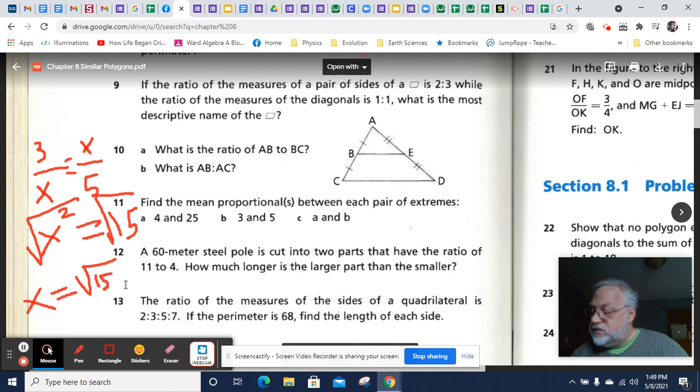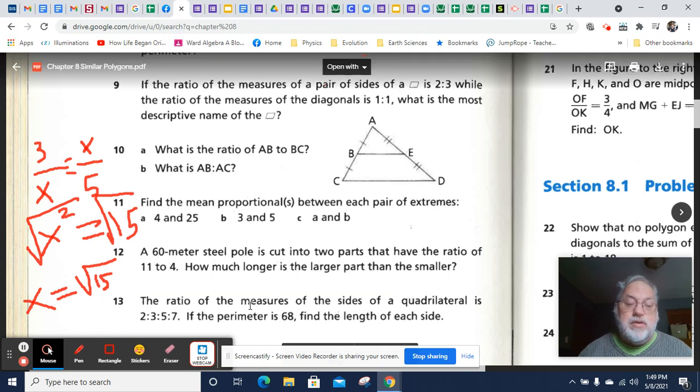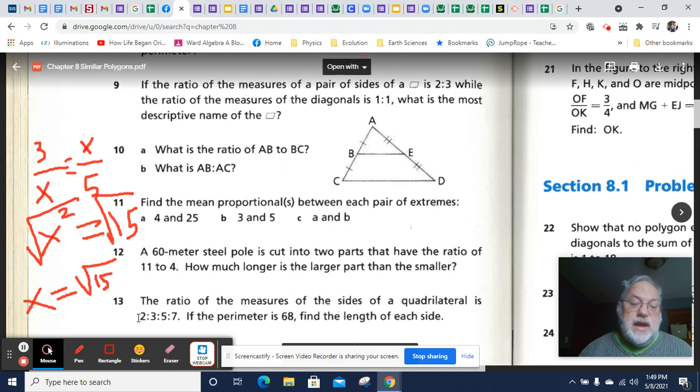Now, I've also asked you to do 13, 17, 18, and 21. So 13, we've got the ratio of the measures of sides of a quadrilateral is 2 to 3 to 5 to 7, and the perimeter is 68. Well, 68 is the whole, so just add all those up, and then you'll have the whole part of the ratio. 2 plus 3 plus 5 plus 7 will be 17.